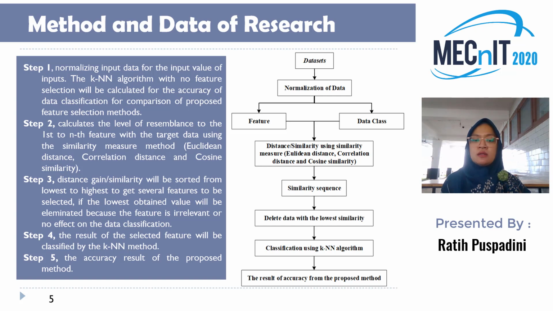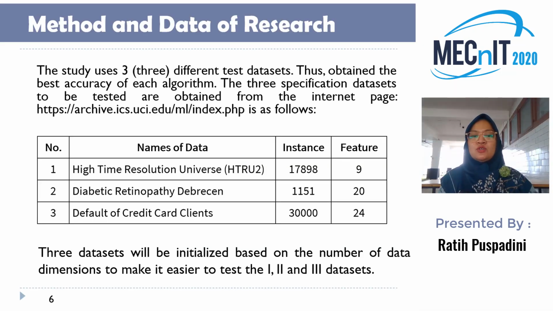Step 4: the selected features will be classified by the KNN method. Step 5: the accuracy result of the proposed method. The study used 3 different test datasets, thus obtaining the best accuracy of each algorithm. The 3 datasets to be tested are obtained from the UCI dataset web page. Dataset 1, High Time Resolution Universe, HTRU2. Dataset 2, Diabetic Retinopathy Debrecen. Dataset 3, Default of Credit Card Clients.